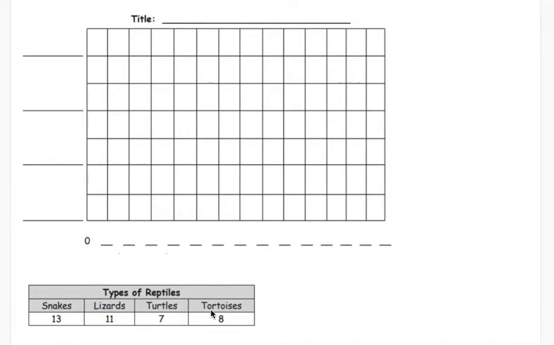I have 4 reptiles here. I'll list each of them on the line. It doesn't matter the order. This is the bar. Sometimes the bars go left and right. Other times they go up and down. These are going to go across. So I'd put snakes here, and there are 13.